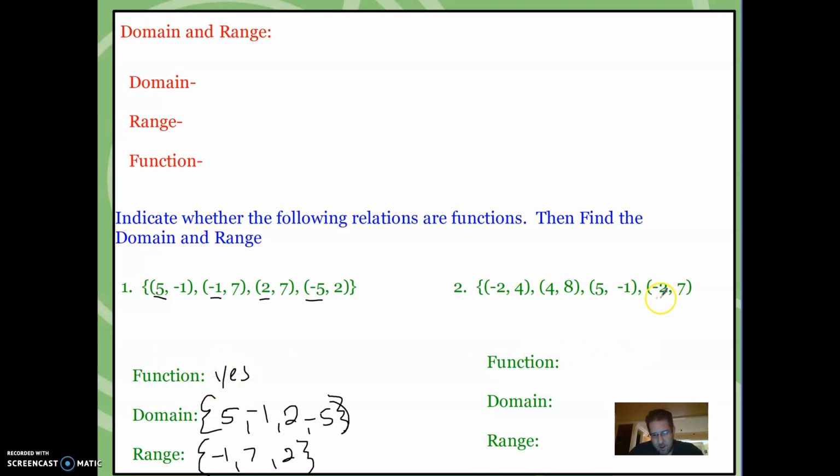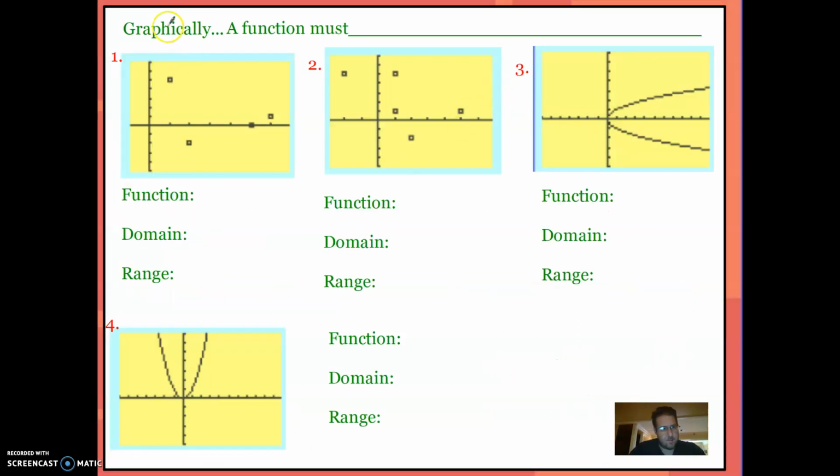Now, this one's not a function. The reason why is because these -2s repeat. So this domain of -2 has two different ranges. So -2, 4, and 5. So it has a range of 4 and a range of 7. So therefore, this is not a function. 4, 8, -1, and 7. Now, if I was taking my time, I probably would put them in order. But I'm not going to right now.